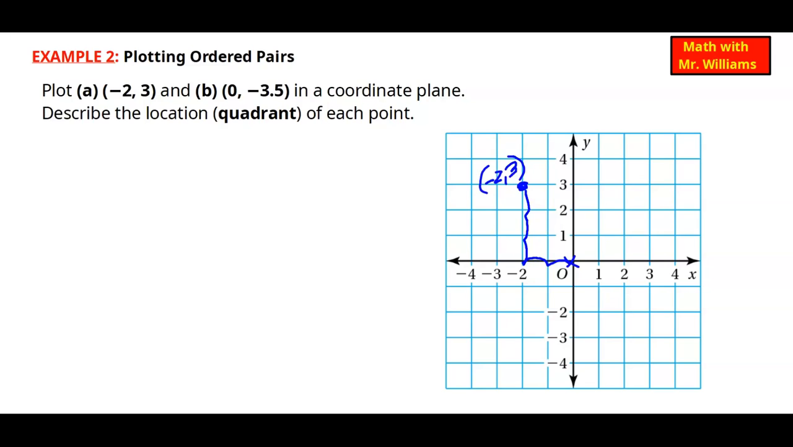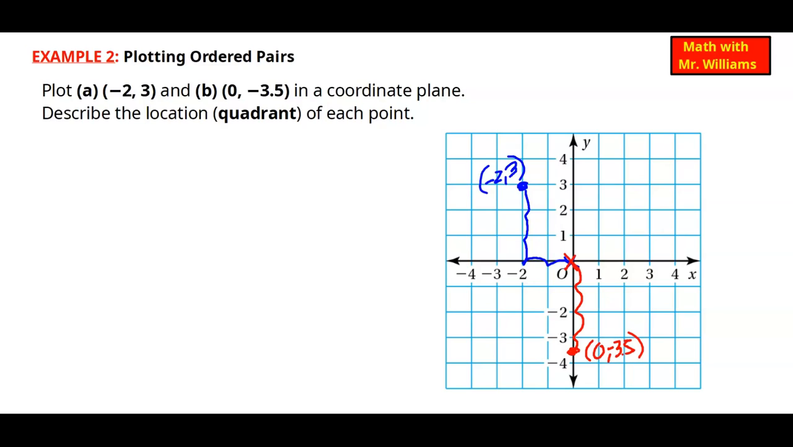B says 0, negative 3.5. So we start at the origin, and we're not going to move left or right because the first number is 0, but we're going to move down 3.5 spaces. So we're going to go down 1, 2, 3, and a half a space, leaving us right here at 0, negative 3.5.